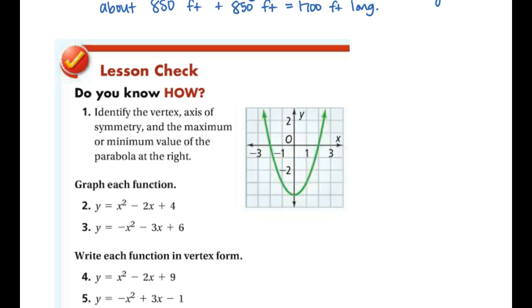Here's our lesson check problems for section 4.2. Take a moment to write them down 1 through 5 and make sure you answer them fully, show your work, and then let me know if you have questions the next time we see each other.